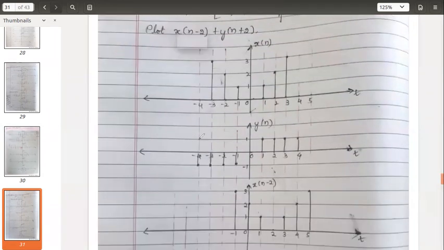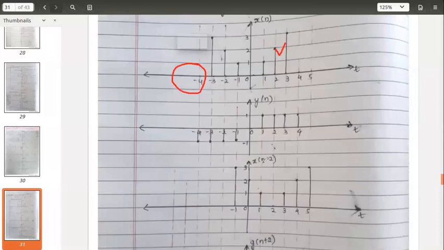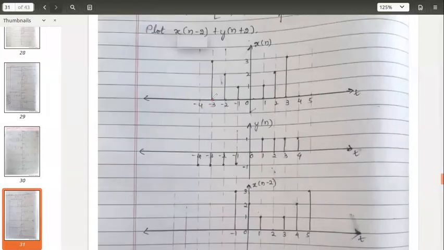First, let me start with x of n. I will take this x of n. The question is to get x of n minus 2. How to get n minus 2? Shifting to the right side by 2 amounts. So let's see how to shift the signal. The starting point from the leftmost is -3. The amplitude is 3. If I shift this signal to the right side by 2, 1, 2, it will now come at -1. So draw that. At -1, you have the amplitude 3.